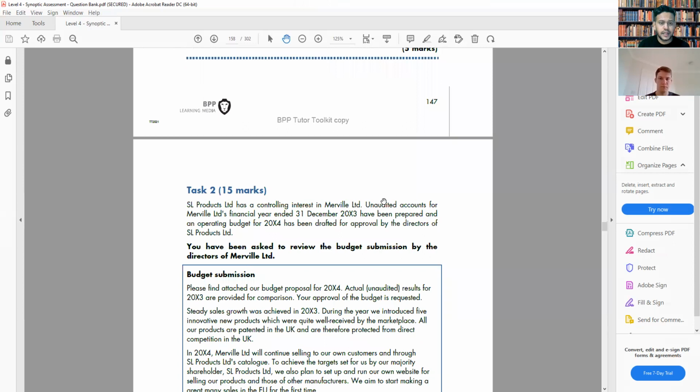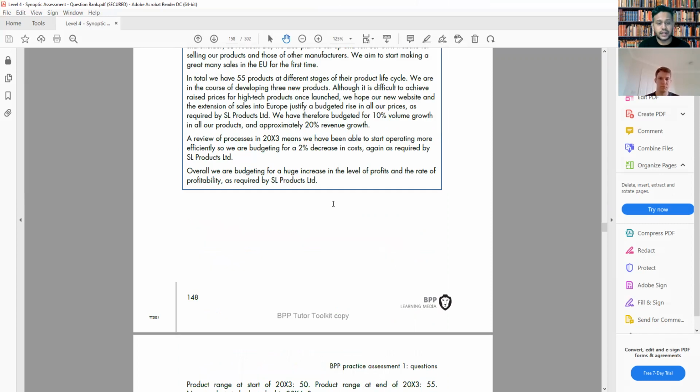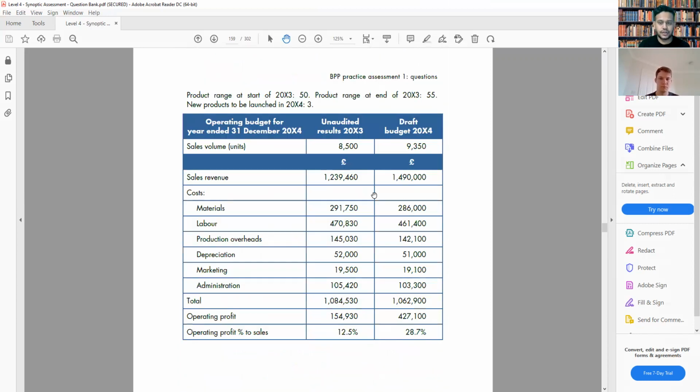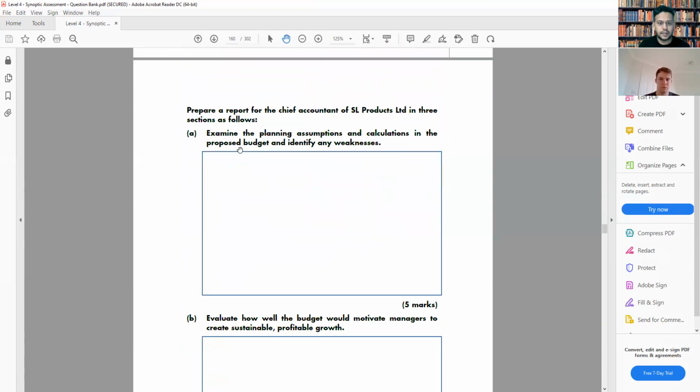Question number 2. See this question from the budgetary control. You see you have been asked to review the budget submission. So they will give you a budget, and you have to find what is the weakness. They say this is the unaudited and this is the draft. Read the requirement. The requirement said, examine the planning assumptions and the calculations in the proposed budget and identify any weakness. You see that? So you have to find the weakness.